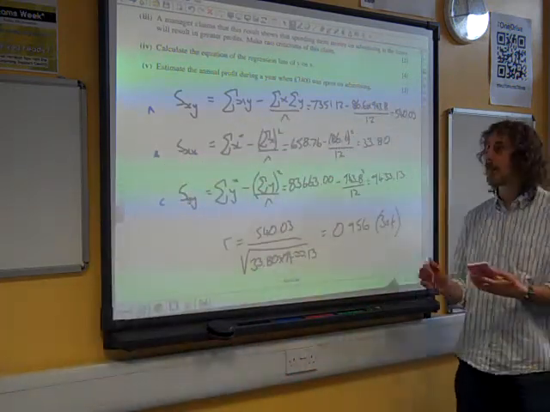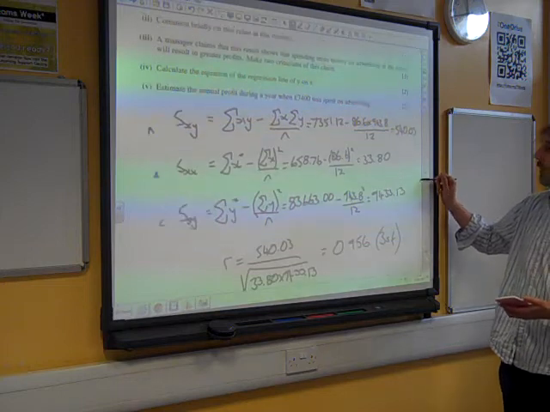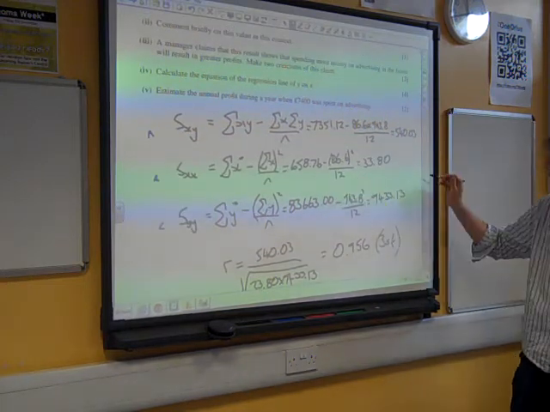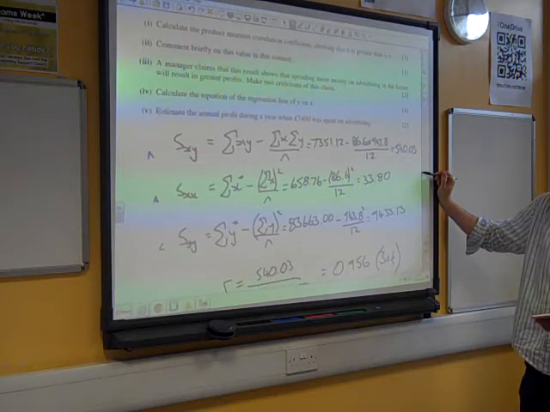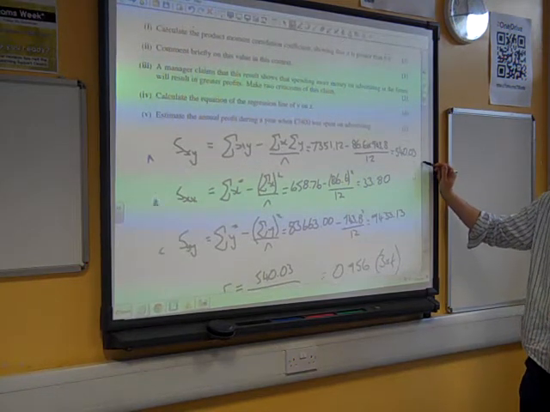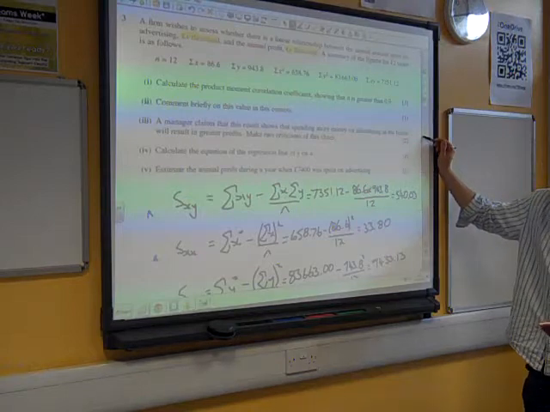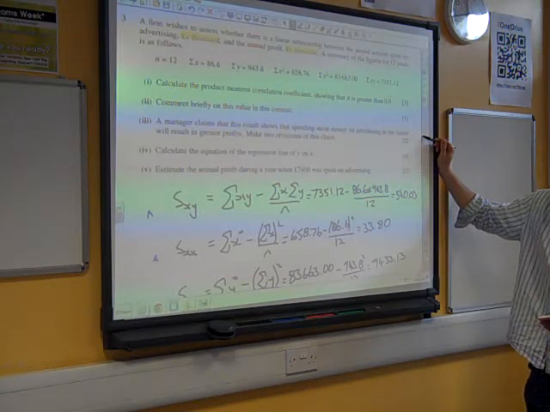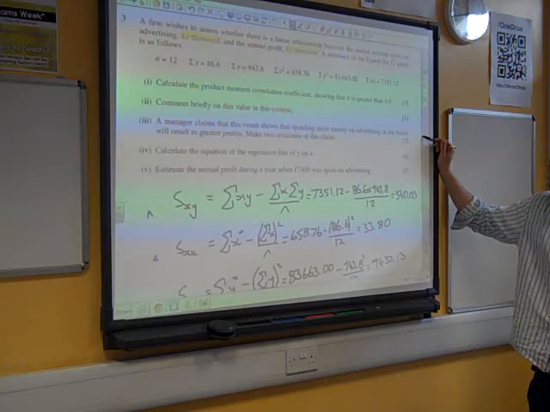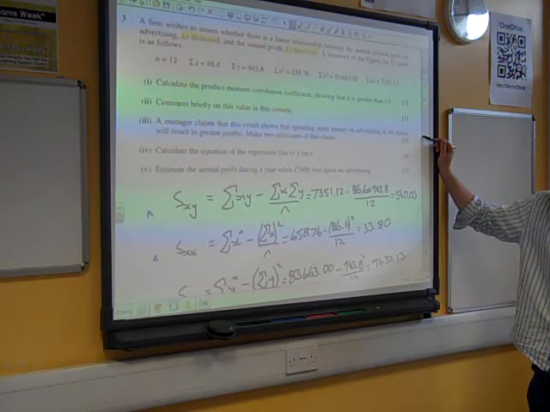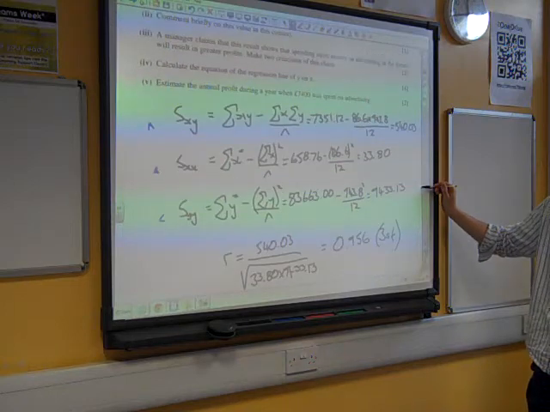Great news. Right. Part 2. And we've got them stored, just in case we need them later on. Comment briefly on this value in this context. Well, what we've just compared is the relationship between advertising and annual profit. We've shown a strong positive correlation.